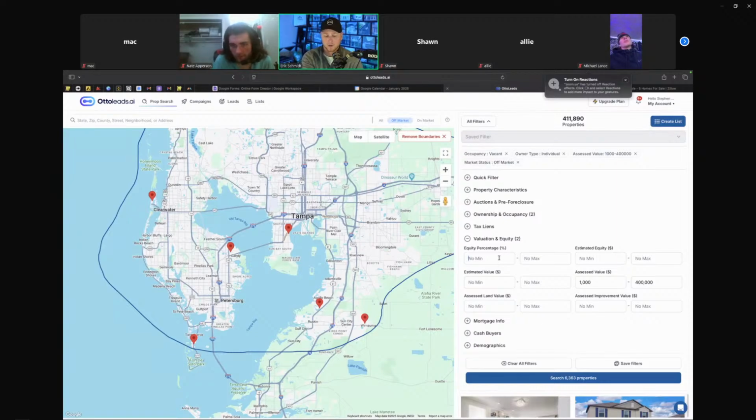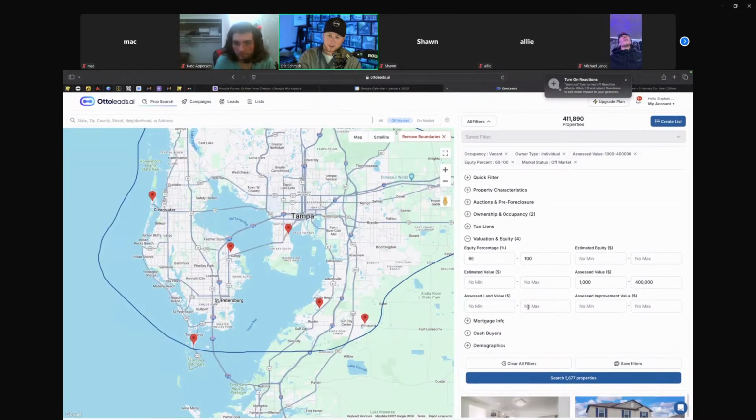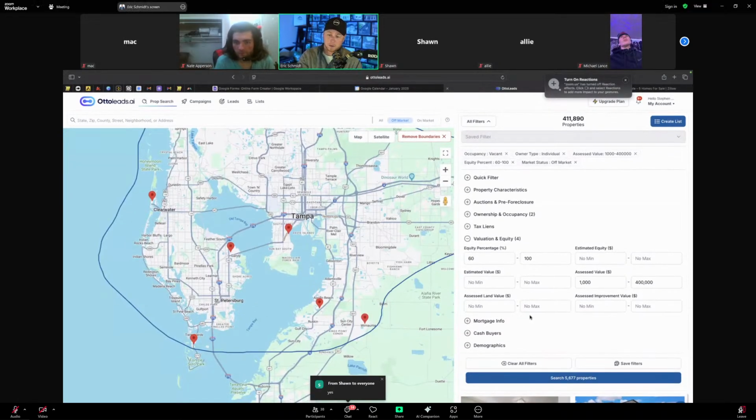Really I just want to focus on wholesale. So I'm going to do a minimum of maybe 30% equity. And we see that's going to drop it down to 6,000. So still a pretty good chunk. I'll increase this. Let me do a minimum of 60% equity. 56, good list right here. It's getting pretty good. If the budget's there, I would rip on this. If the budget's not there to rip all 56, then just increase the equity.